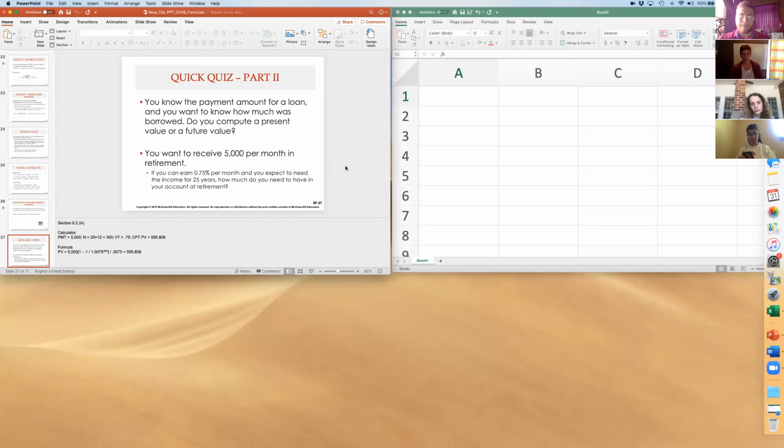All right. So it says, you know the payment amount for a loan and you want to know how much was borrowed. Do you compute a present value or a future value? So you know what the payments are, but do you have to do a future value or a present value? So you know the payments. I'll put them in as PMT. They're known. The answer to that would be you're always looking for the loan amount, which is a present value calculation.